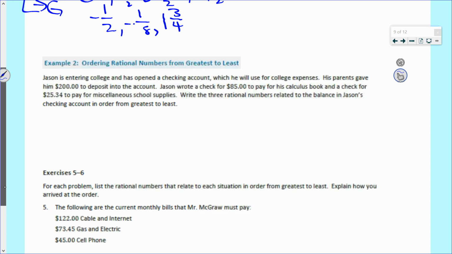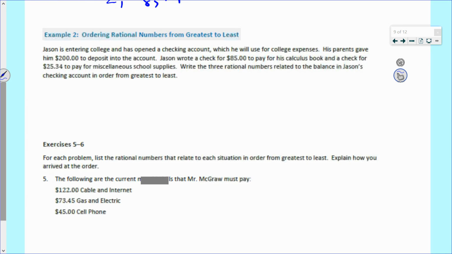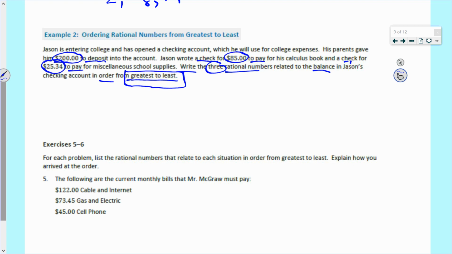Big brain. Our next one, Jason, entering college. He opened a checking account. Parents gave him $200 to deposit into the account. He wrote a check for $85 to pay for his calculus book, and a check for $25.34 to pay for miscellaneous school supplies. Write the 3 rational numbers related to the balance in Jason's checking account in order from greatest to least. Here's where they will get you almost every time. We do 4 different problems about least to greatest that throw greatest to least on you.